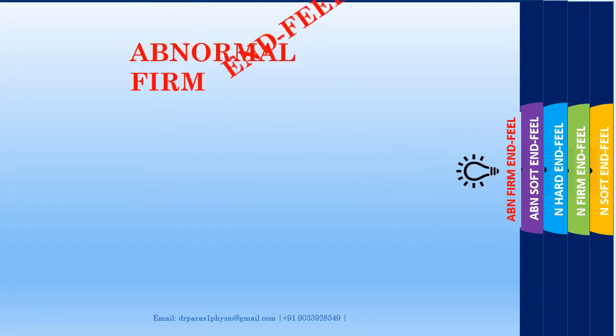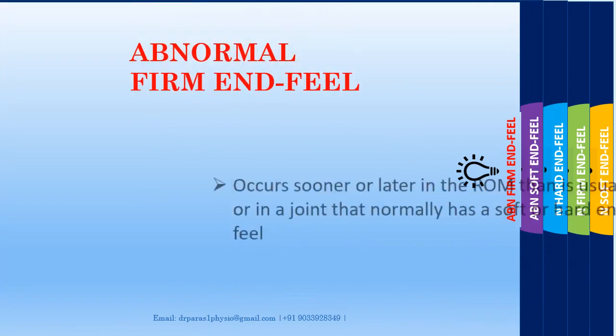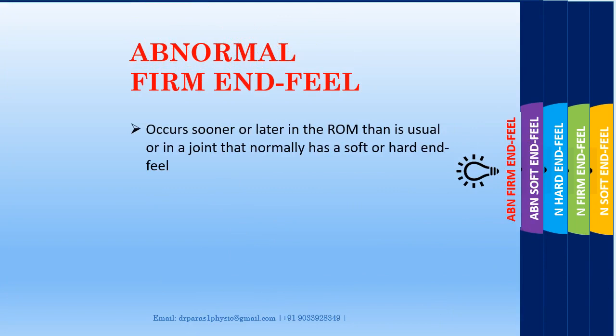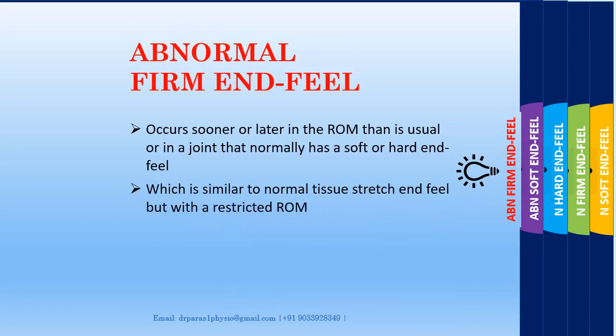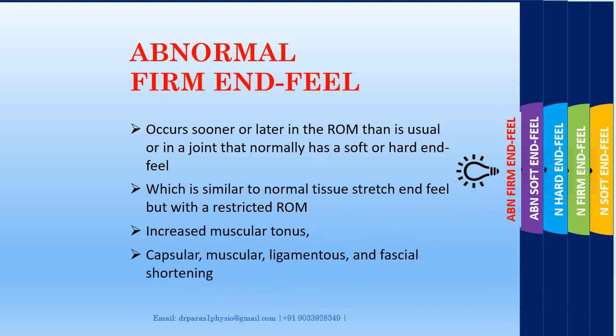Abnormal firm end feel. It occurs sooner or later in the range of motion than is usual or in a joint that normally has a soft or hard end feel, which is similar to normal tissue stretch end feel but with a restricted range of motion. You may get an abnormal firm end feel whenever there is an increase in muscle tone or during capsular, muscular, ligamentous and fascial shortening.